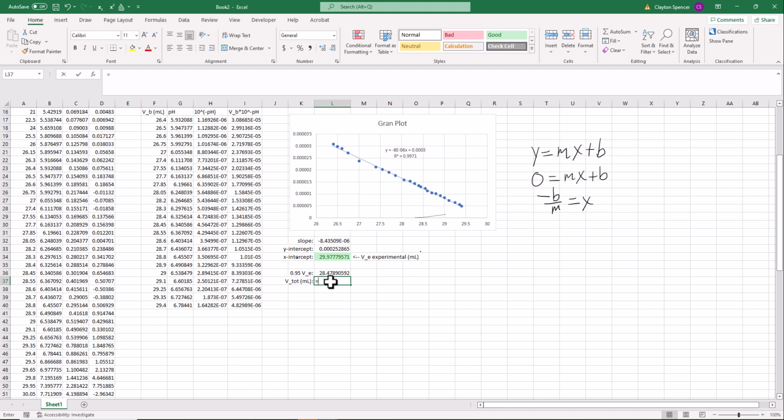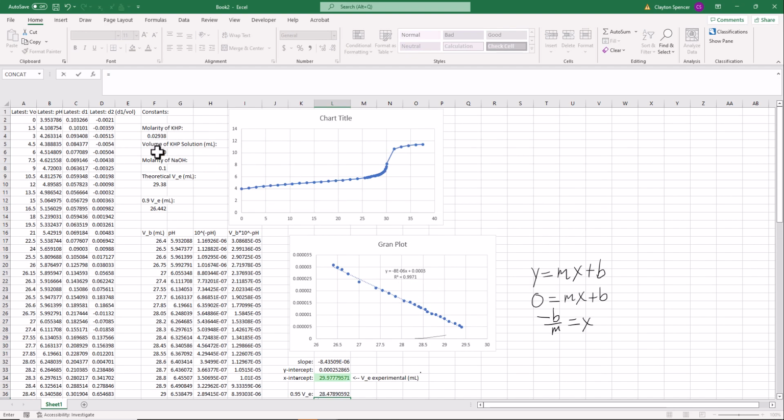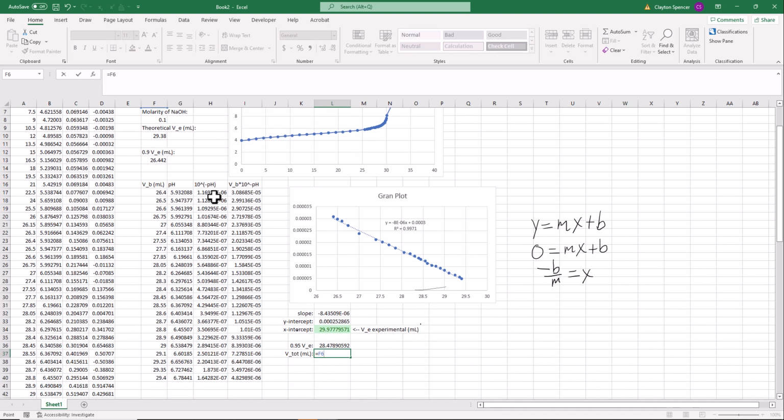So this is going to be equal to our initial volume of KHP solution. So I'm going to scroll up and click on that one, right? And so we're going to add to that then this extra volume of sodium hydroxide that we've added. Those two added together make up the total volume inside our beaker when we are 95% the way to the equivalence point volume. So that's what 0.95 VE is. Equals that. So there's the volume that we have inside that beaker right now. So we're going to need that to do some calculations.